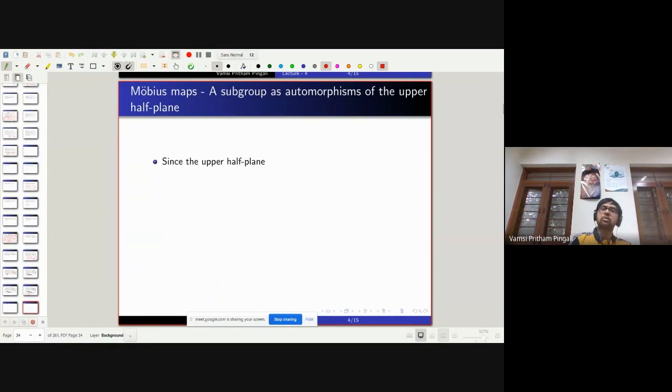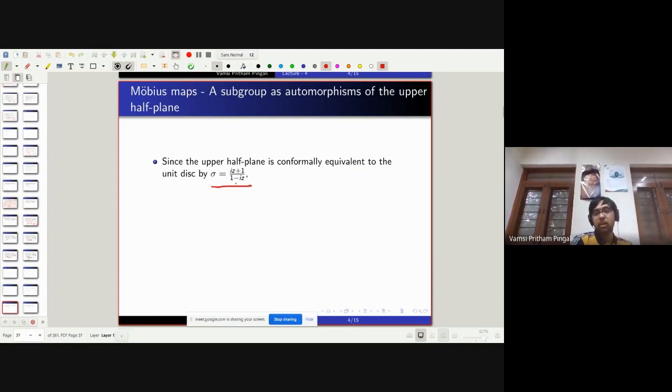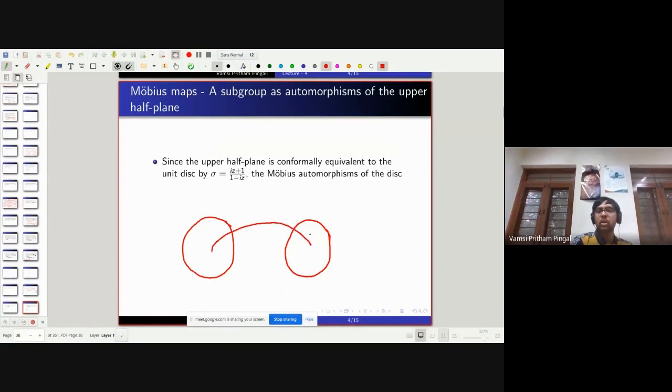Right. So, since the upper half plane is conformally equivalent to the unit disk, what does this phrase mean? That simply means there is a conformal map from the upper half plane to the unit disk. By using this particular conformal map, the Mobius automorphisms of the disk, what does that mean? What are all the Mobius maps that take the unit disk to itself? You don't have to work this out separately because you already know what are all the Mobius maps that take the upper half plane to itself.